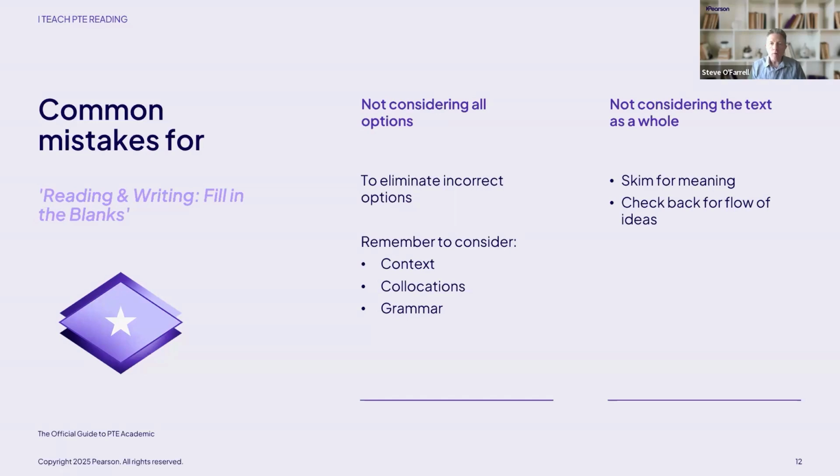The second common mistake is not considering the text as a whole. So we've got the full text, which has an overall meaning. Firstly, skim for meaning. Skim through the text, get the overall meaning into your mind, and that will set you up for choosing the correct options. And also, once you've filled in all of your blanks, check it again.